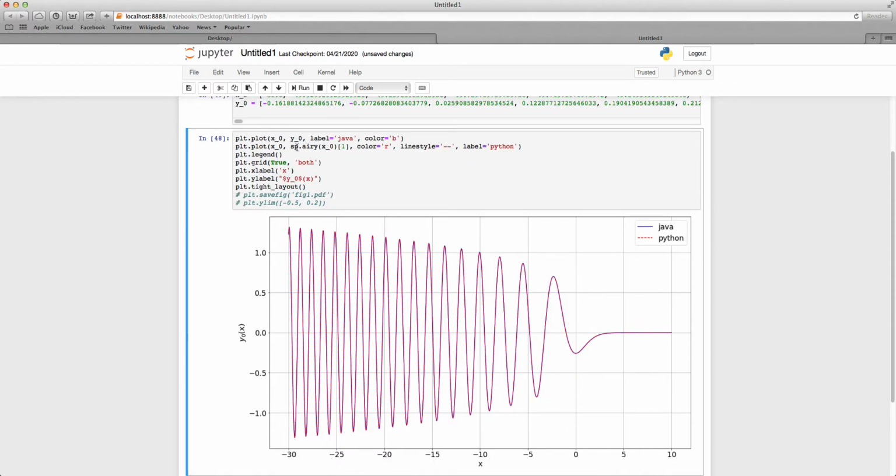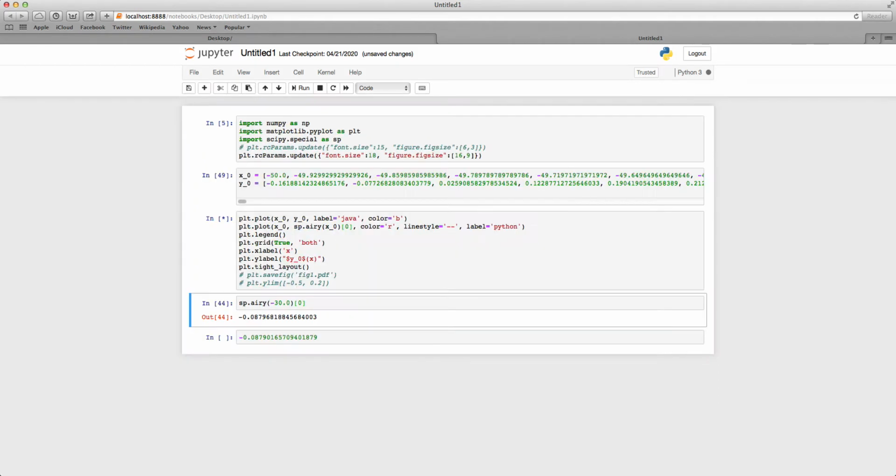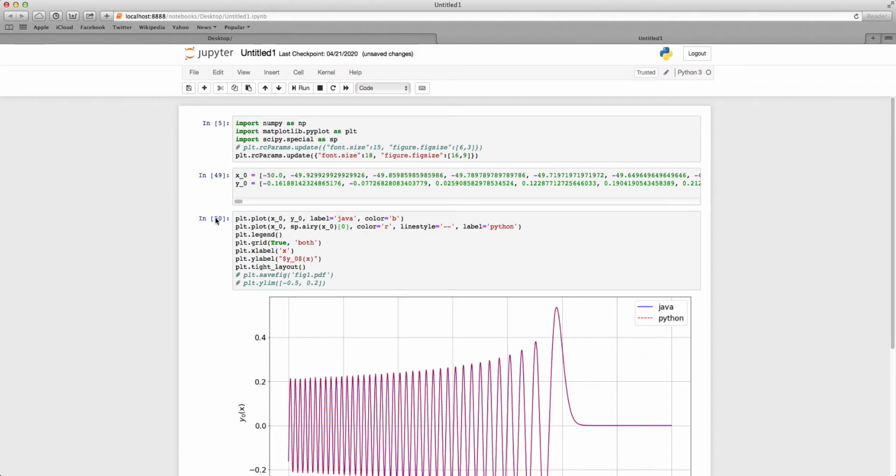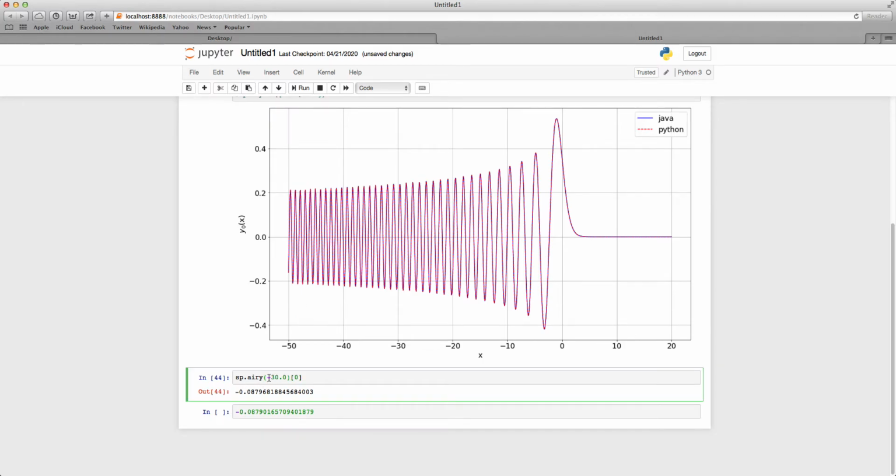And we are plotting scipy.airy x0, and the index 0 is the Airy function, and you see we get a perfect fit. Now in the past tutorial we compared the result of Airy at minus 30, and we saw that we only had 4 decimal places of accuracy. So let's see what happens this time.